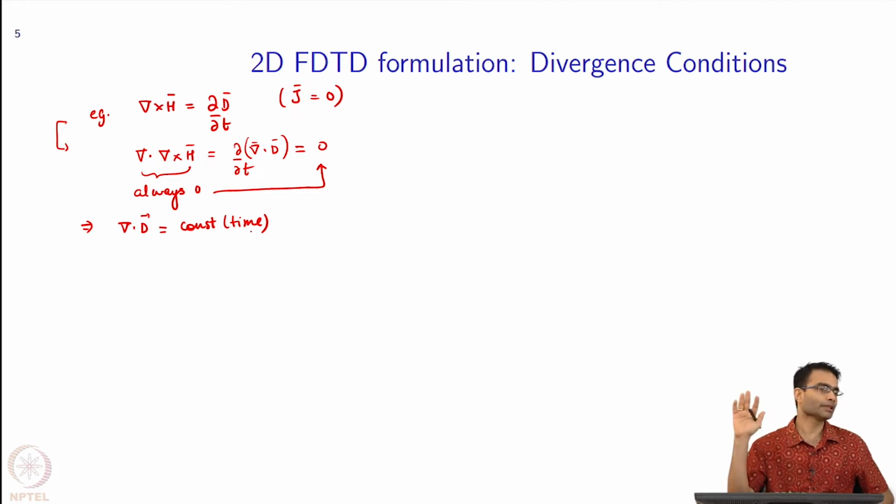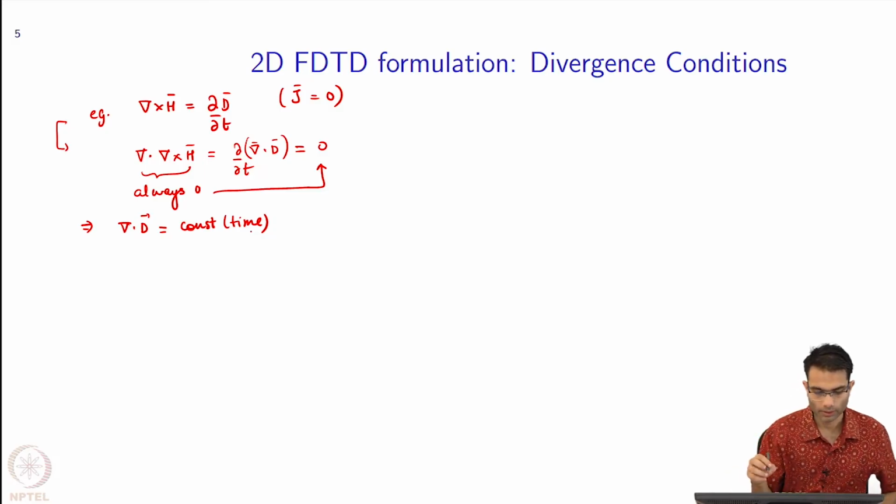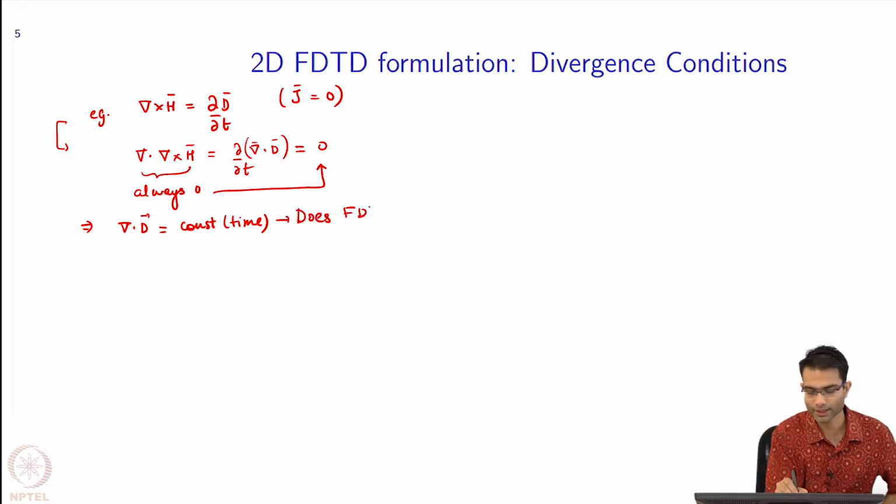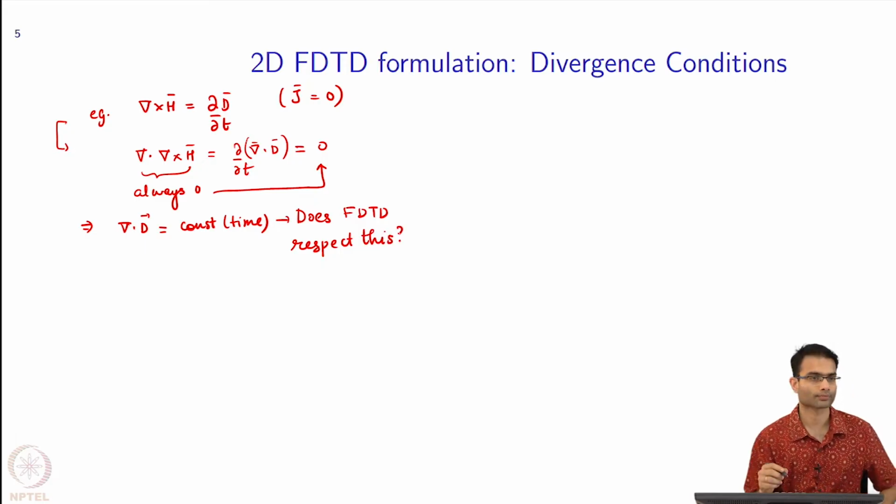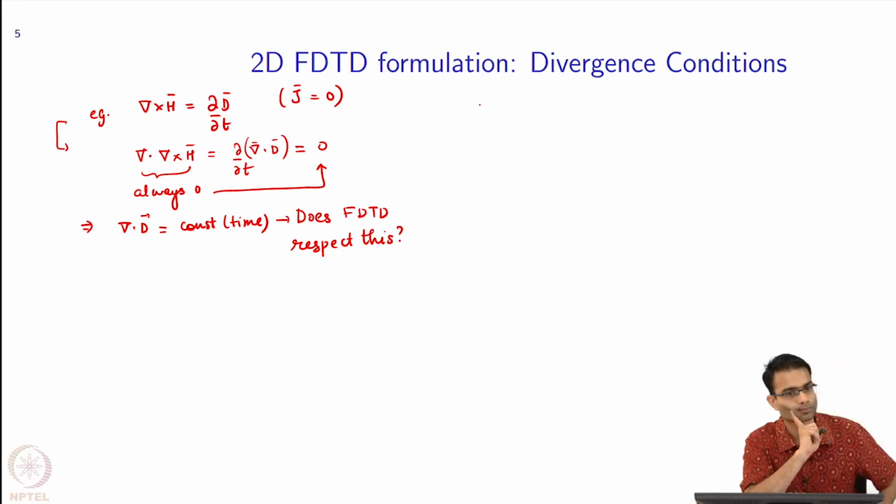This has nothing to do with FDTD. This is what Maxwell's equations are telling me, right? But now let us look at the update equations that I have written. The question is this, does FDTD respect this? That is the question we are asking. The other equation will tell me what is the value of this del dot D, for example rho, but rho may or may not be a function of time. Under these conditions, this is what Maxwell's equations are telling us.